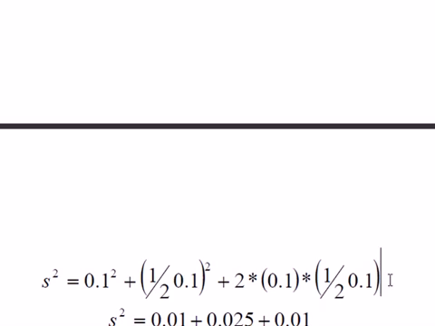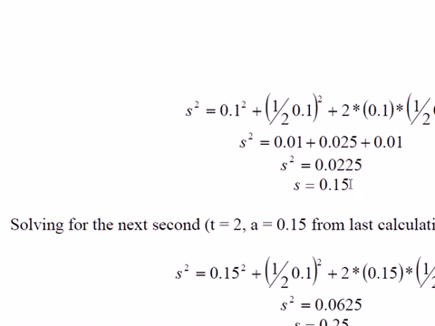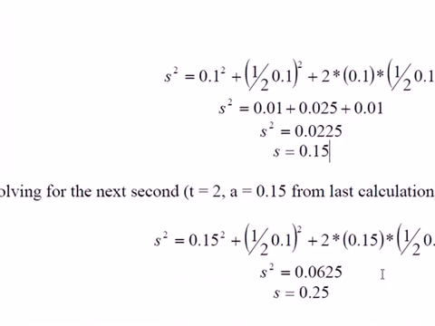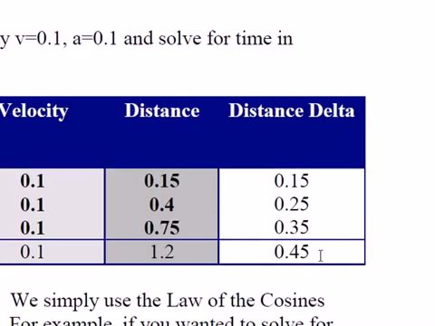So this is the first second. What you're seeing here is the first second of an atom moving straight up under gravity, and we calculate the values and we get 0.15 as the result, right? Then we take the next second. This law of the cosines gives a per second value, and then we put in the next second as t equal to 2. The a is 0.15 from the last calculation, and we get 0.25, and so on. So we get 0.15, 0.25, and 0.35, and so on. And if we sum up those times, we get the same results as over here.